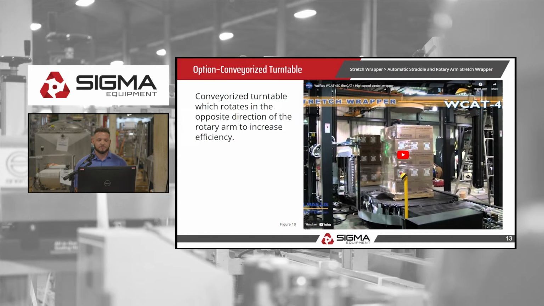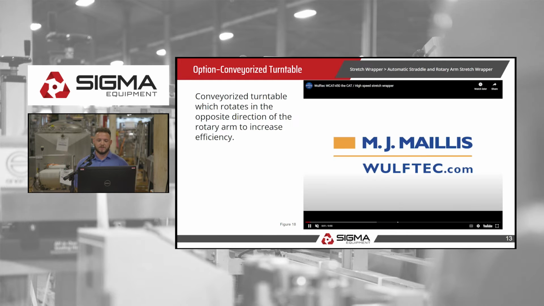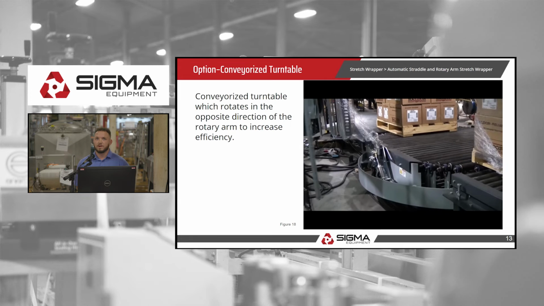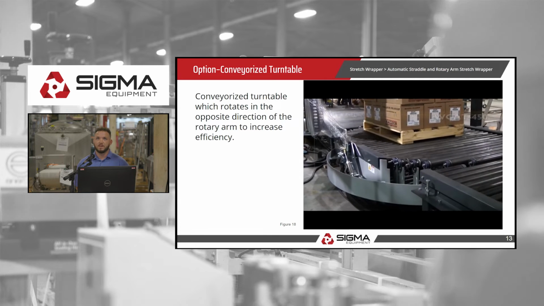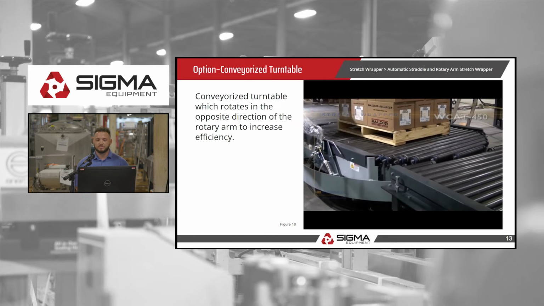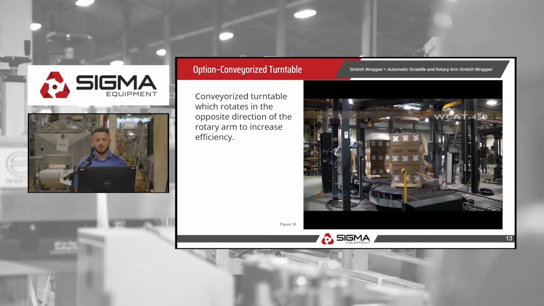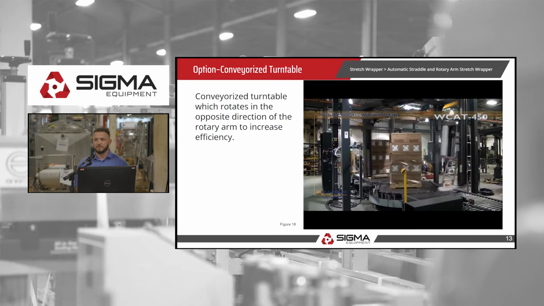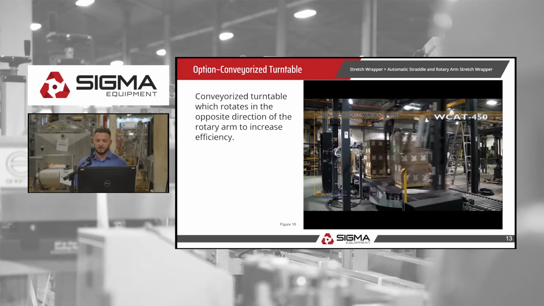Our next video is going to be a conveyorized turntable. Now what's nice about these is when your film carriage roll is rotating clockwise, this gives the option to rotate your table actually counterclockwise, almost doubling your efficiency as well as the speed it takes to actually wrap something.